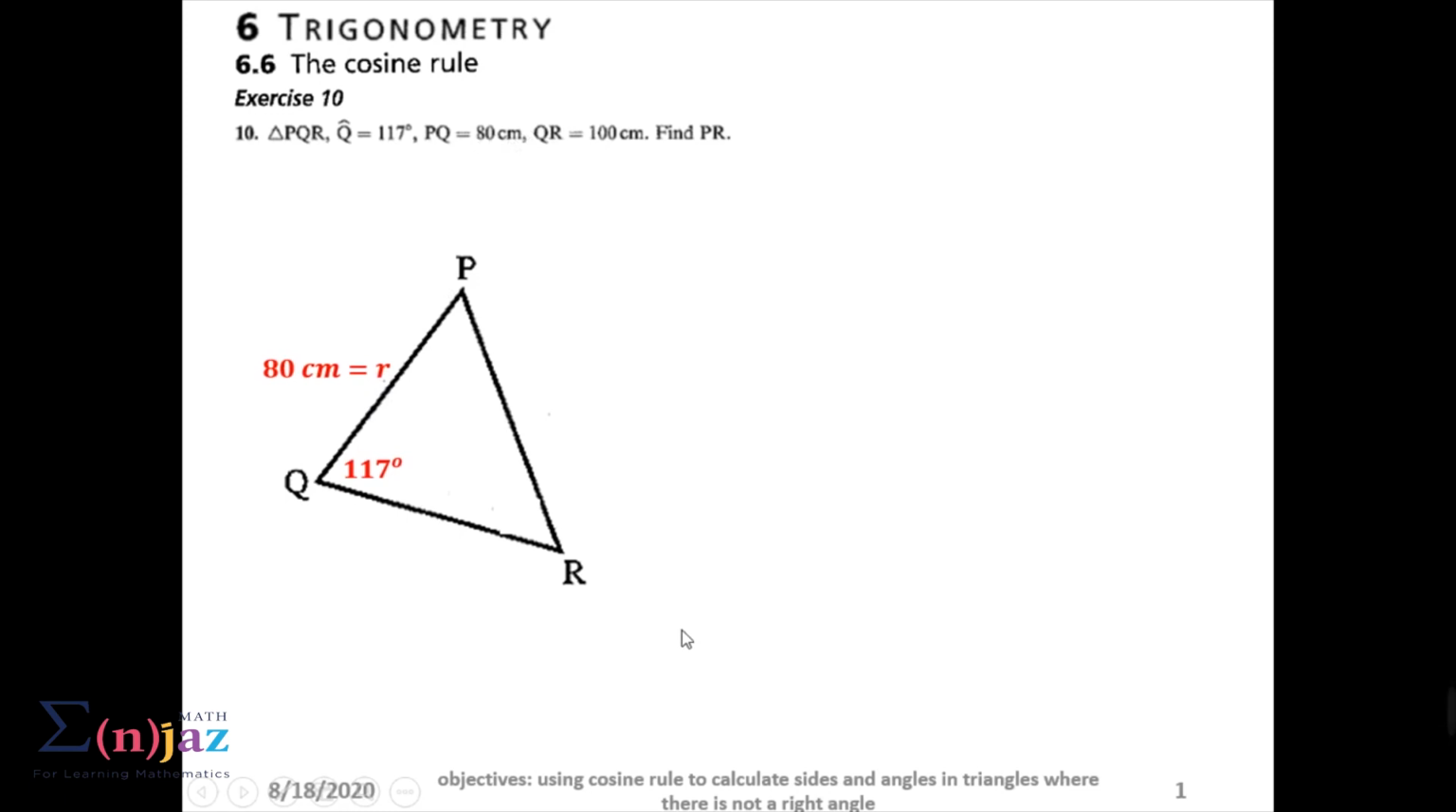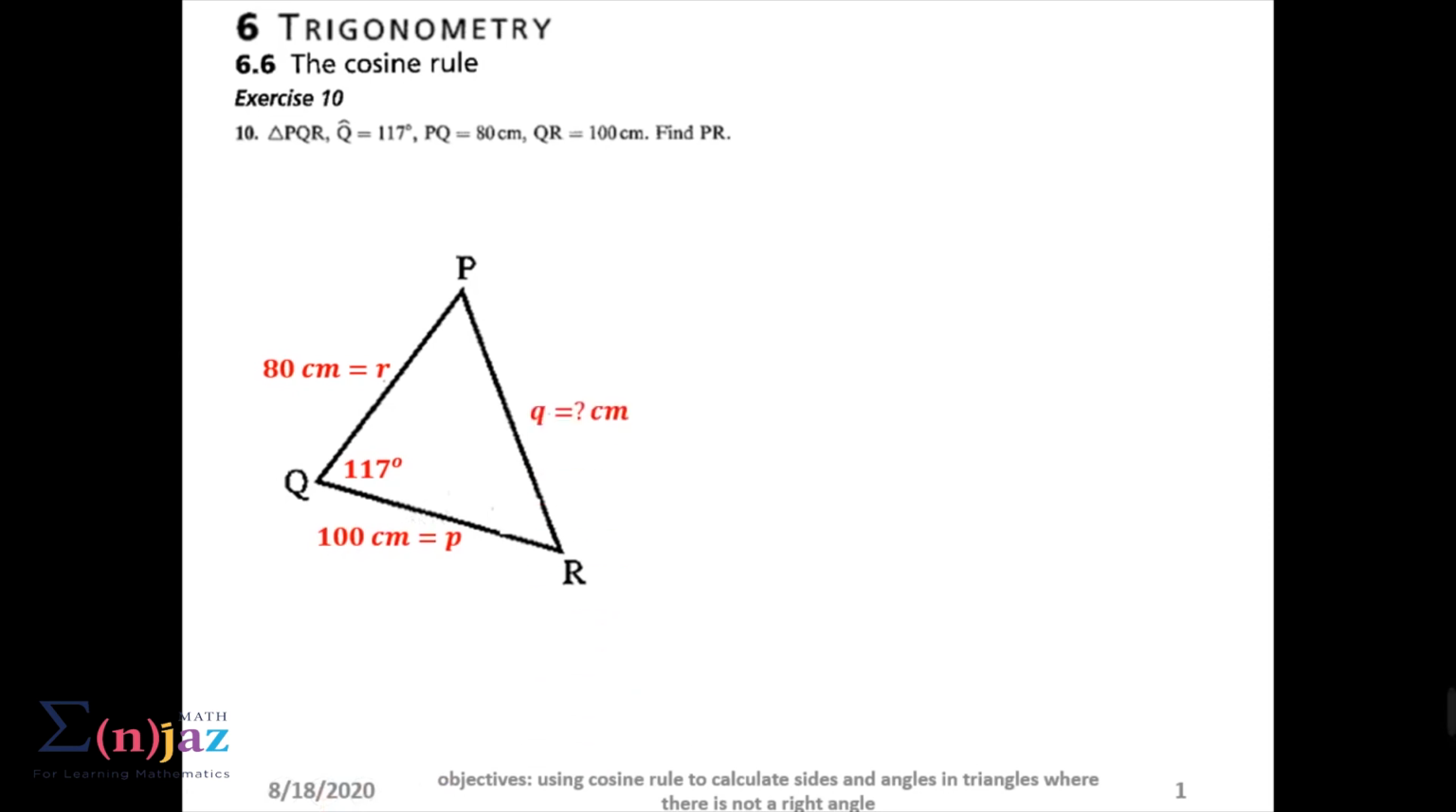Now, QR is equal to 100 centimeters. Can you guess the name of side QR? Side QR is opposite to angle P. So QR is going to take the alphabet of small p, equal to 100 centimeters.